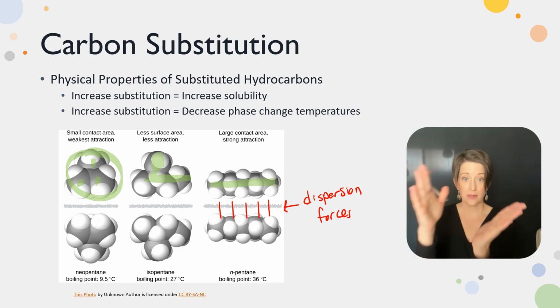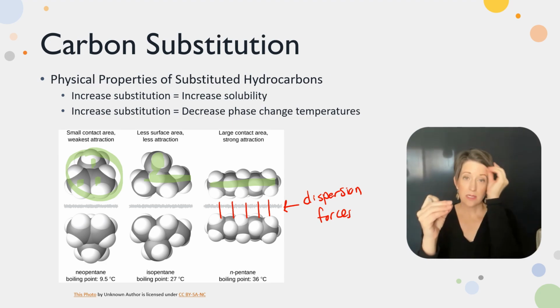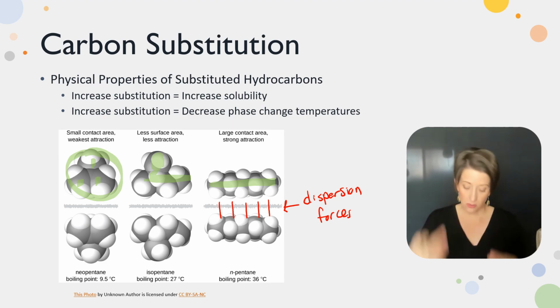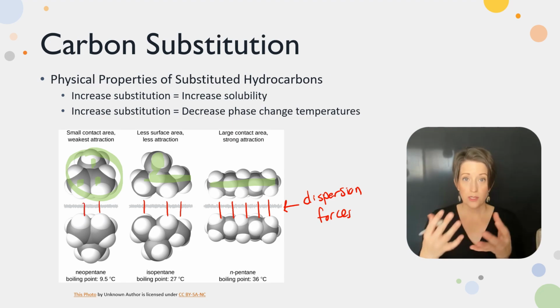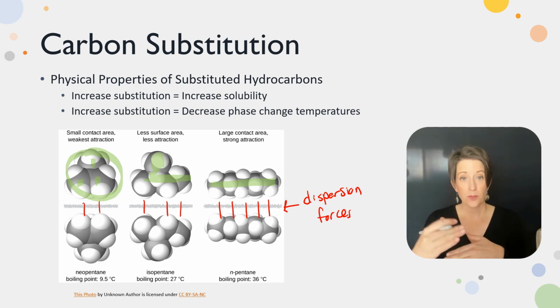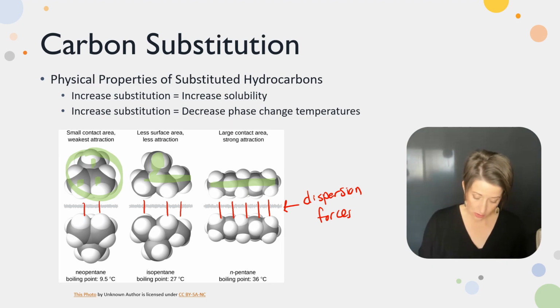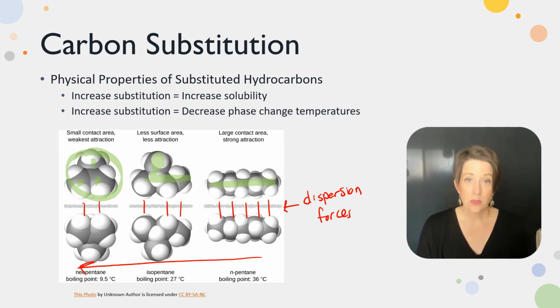energy to separate them. But as you start to increase this substitution around a carbon in that compound, you are decreasing the potential interaction between two of those molecules. And then again, further decreasing as it becomes more spherical or more substituted. Therefore, the dispersion forces become weaker as our carbons become more substituted.